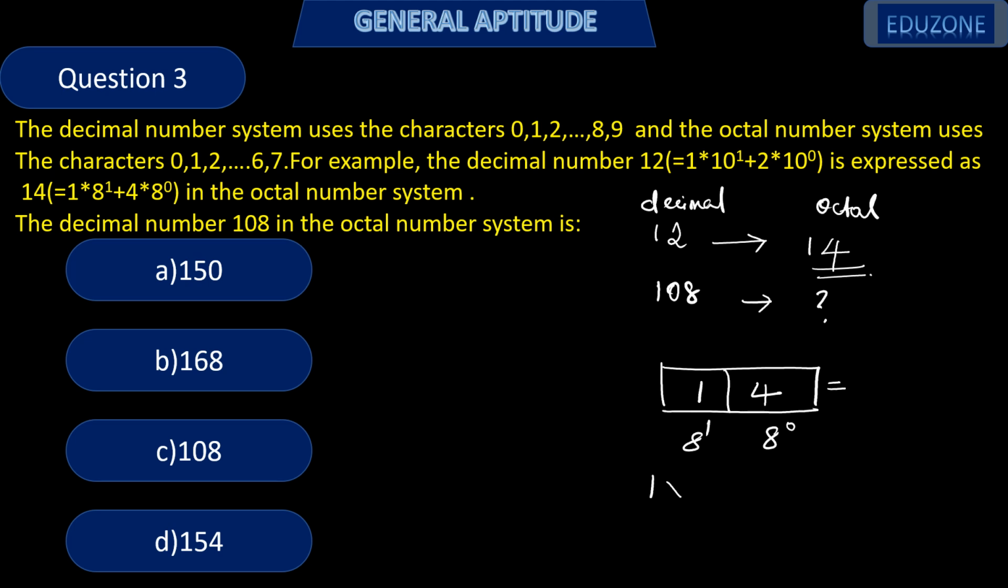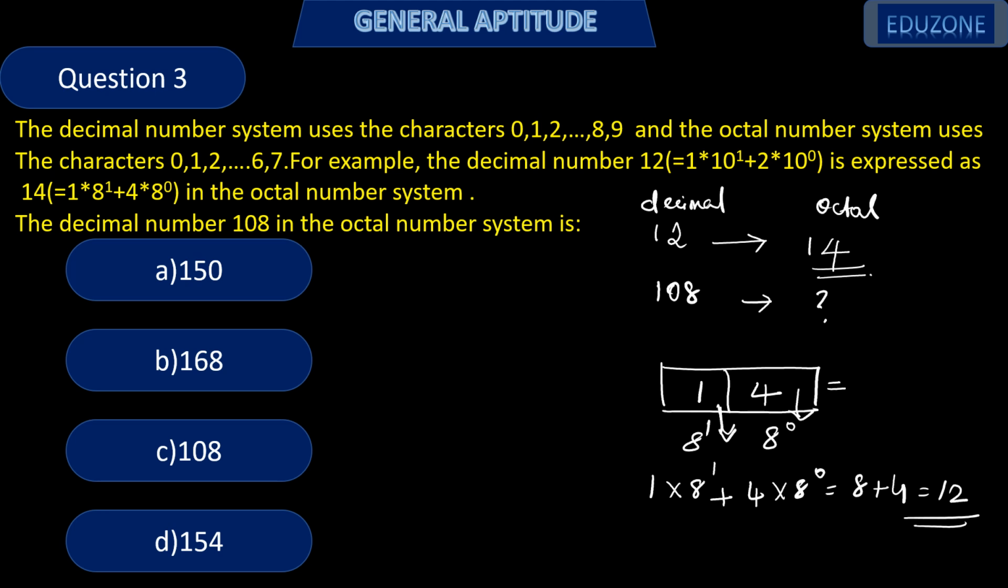That is 1 into 8 raised to 1, plus 4 into 8 raised to 0. That is 8 plus 4, which is equal to 12. This is how we get the decimal from the octal number.